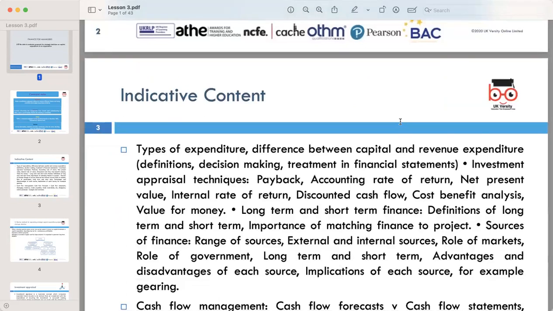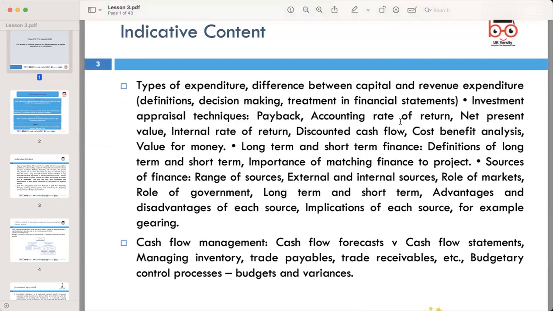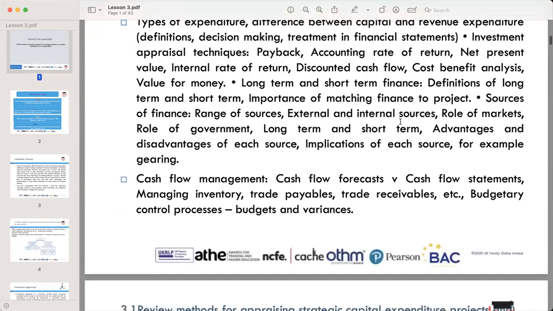Types of expenditures, again, the difference between capital and revenue expenditures: differentiate the definitions, decision making, and treatment in financial statements. Then there is cash flow management, cash flow forecasts versus cash flow statements, managing inventory, trade payables, trade receivables, etc.